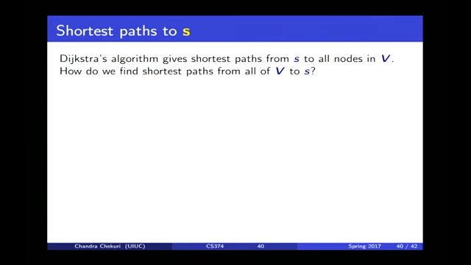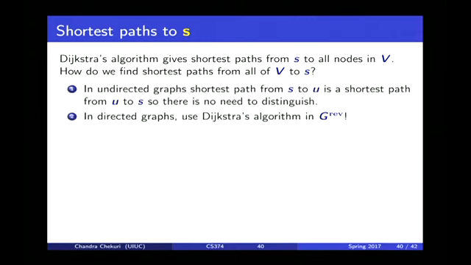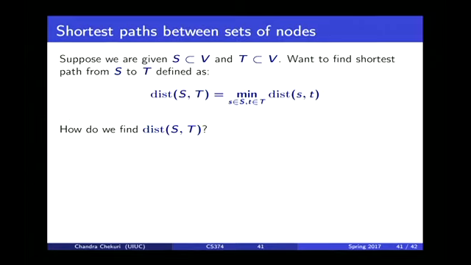Dijkstra's algorithm allows you to find the shortest path from S to everybody, right? What if I want shortest path distances to S? The trick should be clear by now. You reverse the graph, no? If you want to find shortest path distances to S from everybody, you can reverse the graph and do Dijkstra's algorithm, agreed? In undirected graphs, you don't have to do the reversal because it's the same graph, so you don't have to worry about that.